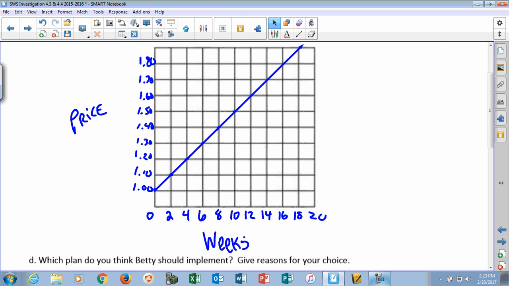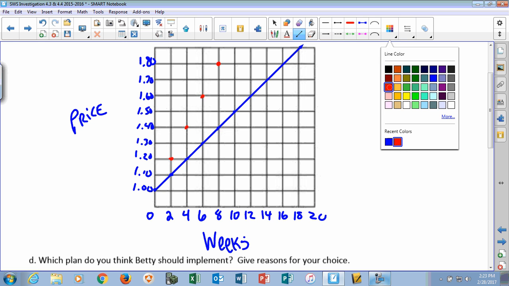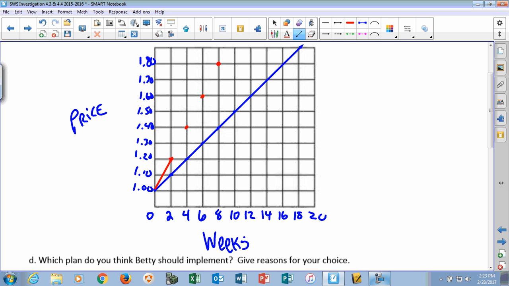Now plan 2 was going up 10 cents every week, right? So every 2 weeks it was 20 cents, which looks like this. And if we draw that line, starting in the same spot, you can see that it goes a little quicker.